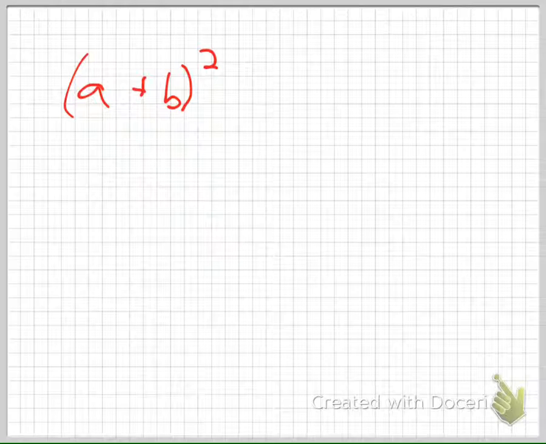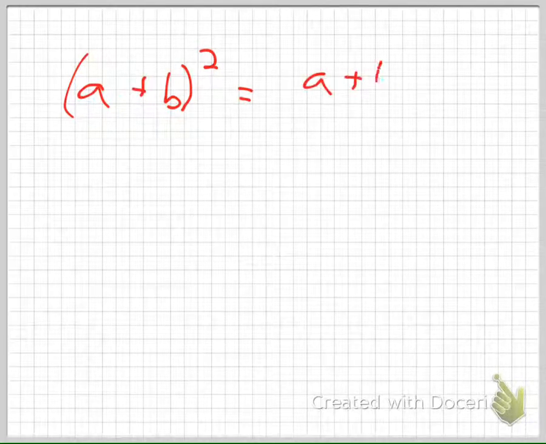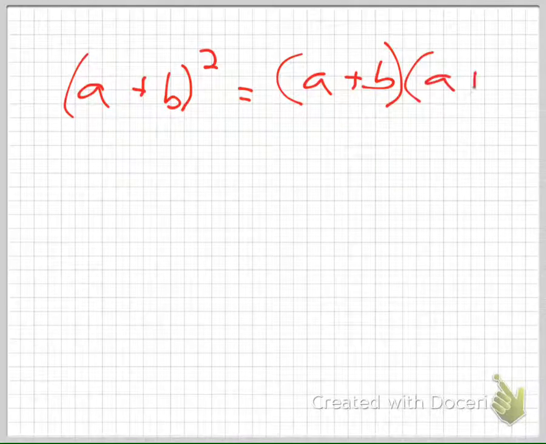If I have this, a plus b, and I square it, that means it's going to end up looking like this. That's the same thing as a plus b times a plus b. Do you agree?